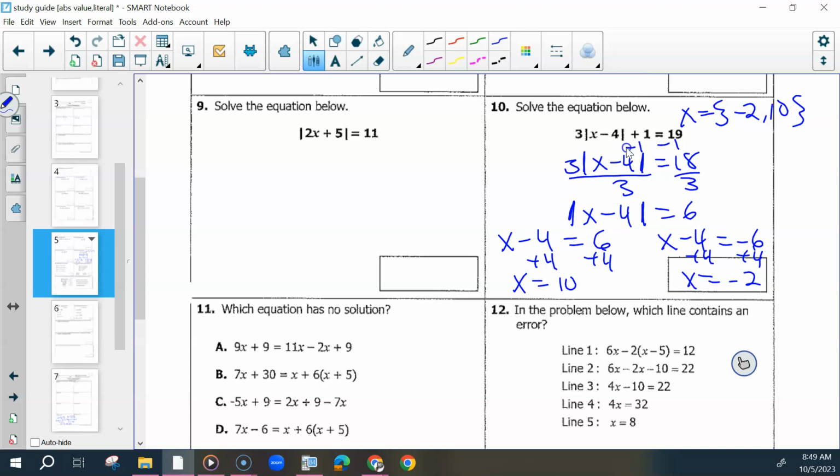Questions on that? We can do one more absolute value if needed. Go to the very last page. Numbers 9 through 16. Any questions on that?